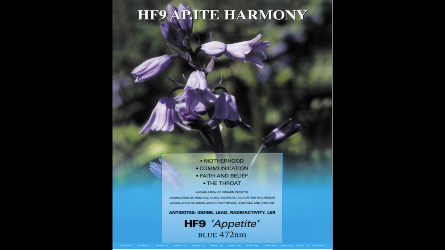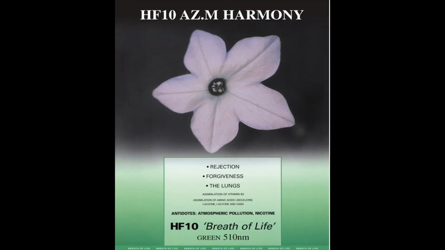HF9 bluebell is the formula called Apostat. It's the formula for the thyroid, and of course the thyroid control on the right side is the control of calcitonin, calcium. Flower Formula 10, HF10 nicotiana, is very, very important indeed for this constitution. It's called Breath of Life, which makes a very clear understanding. We often use this formula for people when they suffer with cancer, because cancer has a great deal to do with the origin of imbalance in the pulmonary valve and not getting enough oxygen, not being able to breathe properly. Massively important, this formula, for rejection, forgiveness, and for the lungs, for breathing.